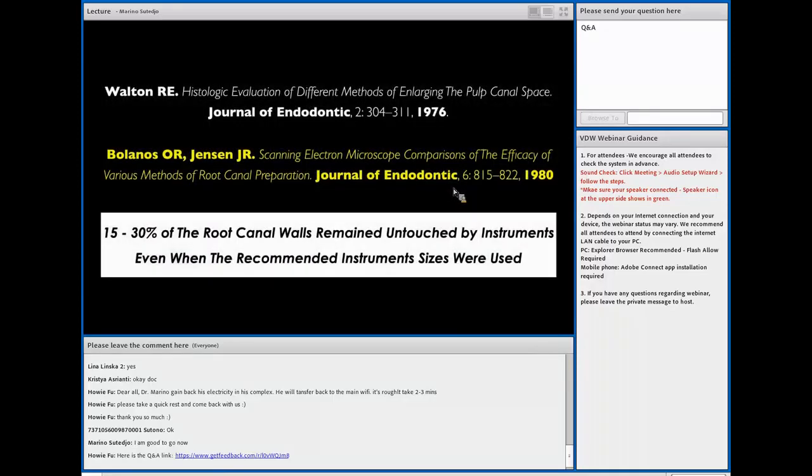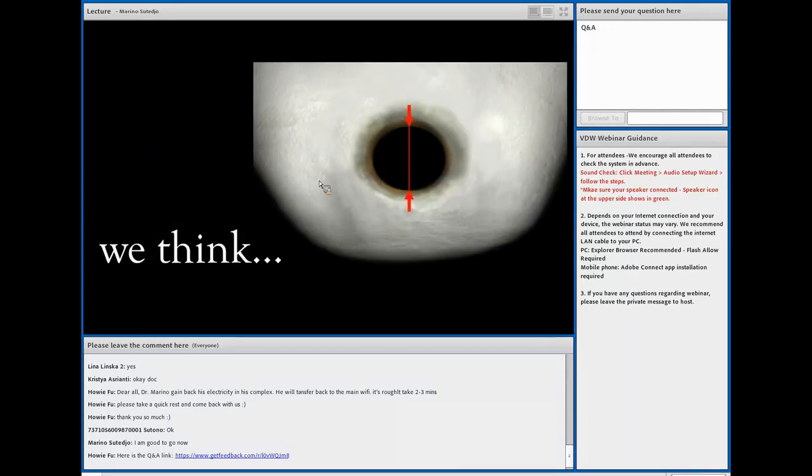So the question always exists: what kind of instrumentation, what size of instrumentation should I use to have enough space for the irrigation to work? The answer will be, there is no magic number, as Hülsmann said. As small as practical is always the answer. And no matter what type of brand, what type of taper, what type of size of instrument you use, according to the evidence, 15 to 30% of the root canal walls remain untouched by the instrumentation.